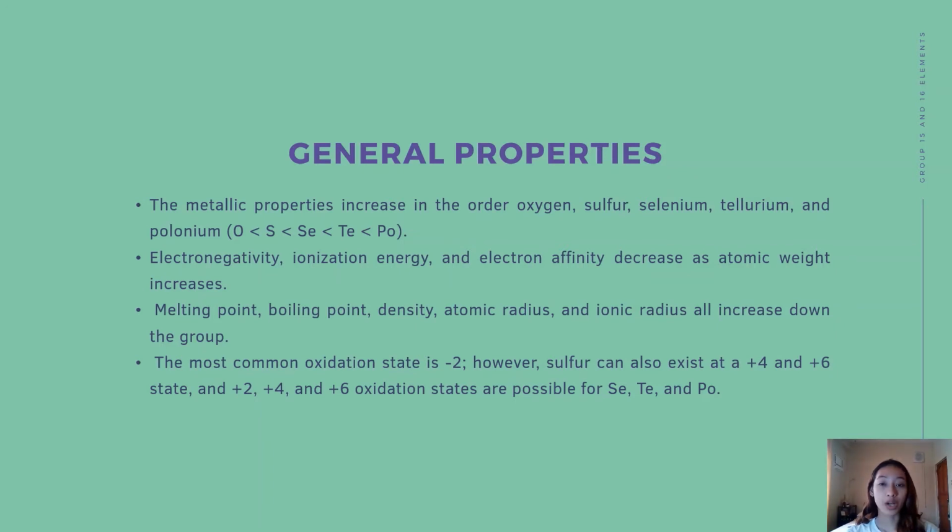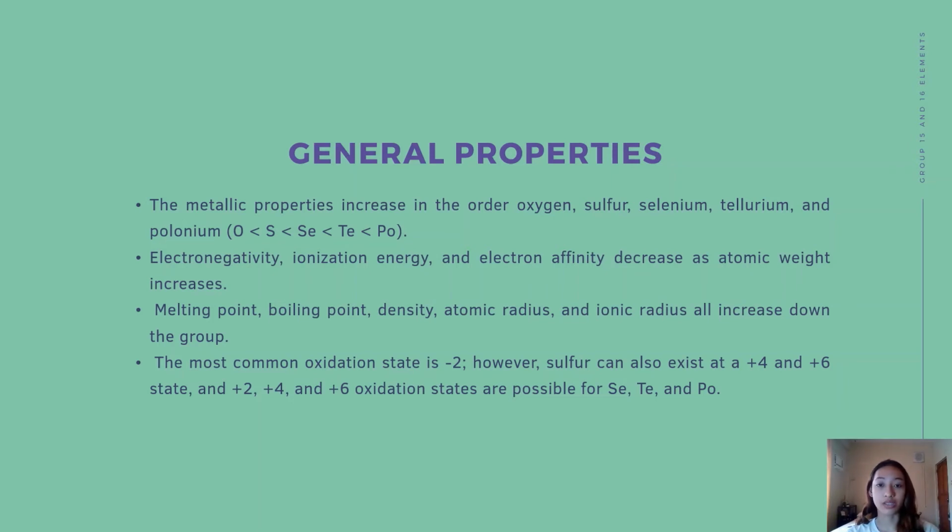For the general properties or trends of the group 16 elements, firstly, the metallic properties increase in the order oxygen, sulfur, selenium, tellurium, and polonium. Secondly, the electronegativity, ionization energy, and electron affinity decrease as atomic weight increases. With that, we can say that there is an inverse relationship between the atomic weight and the electronegativity, ionization energy, and electron affinity.